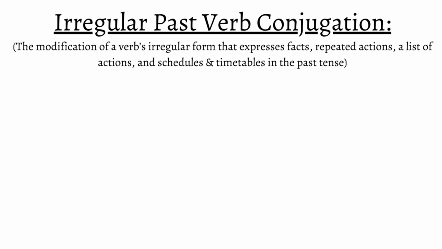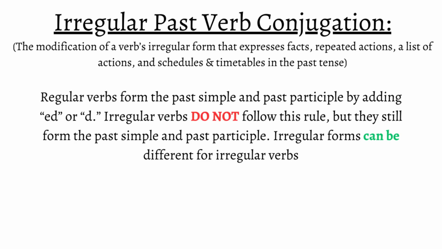To conjugate irregular verbs in the past simple in English, we first must understand what makes an irregular verb in the past. Regular verbs form the past simple and the past participle by adding ed or d. Irregular verbs do not follow the rule of adding ed or d, but they still form the past simple and past participle. However, these forms can be different for irregular verbs because they can change in many ways or not change at all. Irregular verbs can change in similar ways, but there is no pattern that can help with every conjugation. The best way to learn them is through repetition and practice.